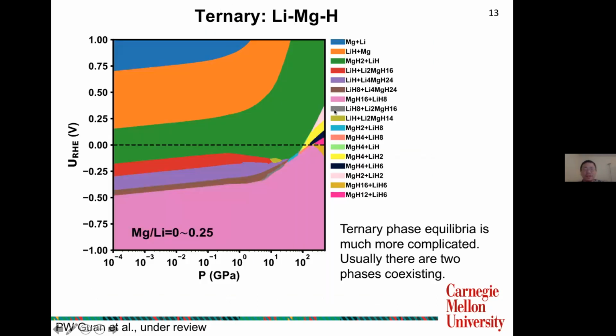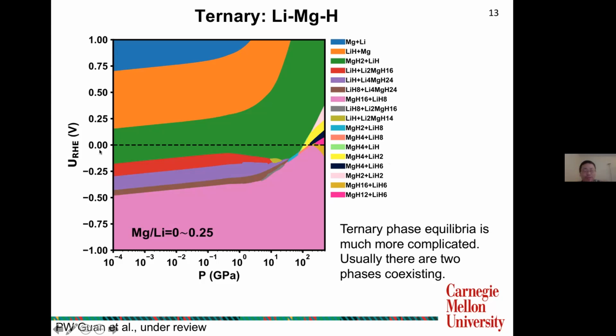And then this is a ternary system we study and have not published yet. For a ternary system, the situation is more complicated, because now you have 2 degrees of freedom in the composition. So if you change the magnesium-lithium ratio, the phase equilibrium will be different. Here we just show the magnesium-lithium ratio between 0 and 0.25. In this range, we can see there are actually many different regions, and usually the region will be two-phase, with 2 phases coexisting. So this is much more complicated than binary cases.